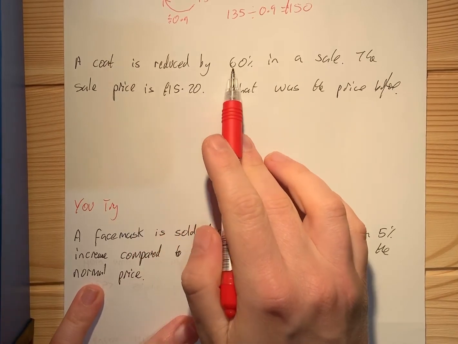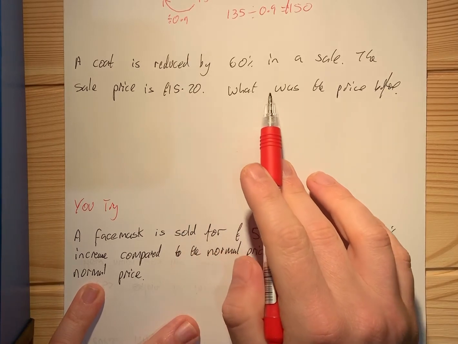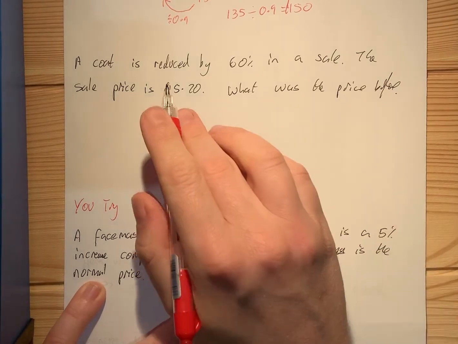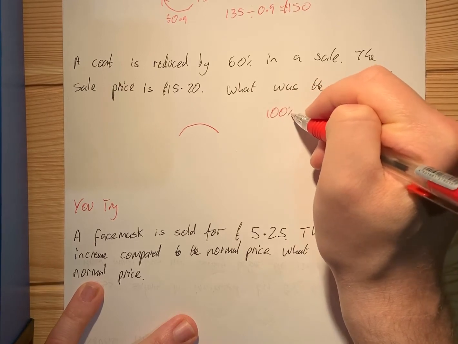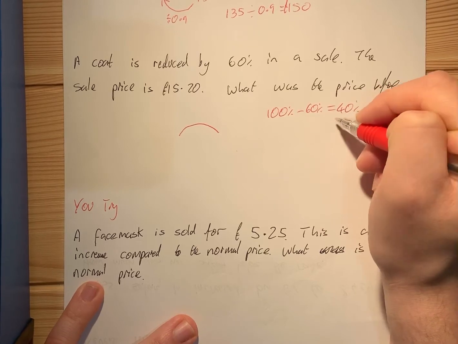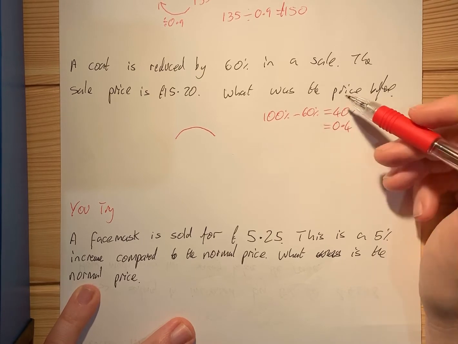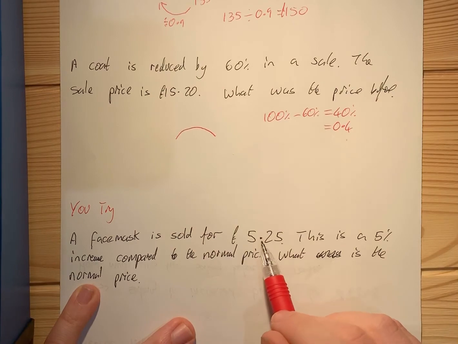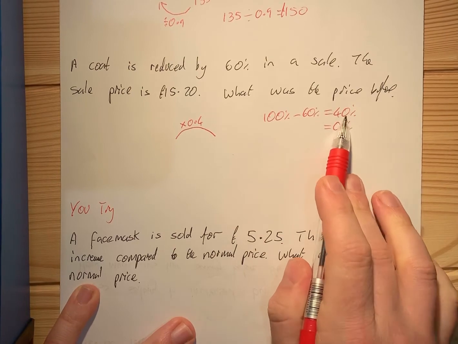A coat is reduced by 60% in a sale. The sale price is £15.20. What was the price before? Okay, so we've got our coat. Reduced by 60%. So that's 100%, take away 60%, which gives me 40%. So my multiplier is 0.4. Be really careful with this. You've got to be really comfortable with the idea of multipliers here. So a coat is reduced by 60%, which is times 0.4, not 0.6, 0.4.